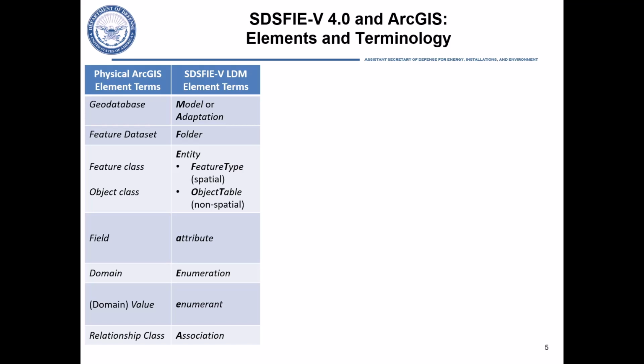As mentioned, each SDSFIE-V logical data model element is defined in the SFIG. These elements, presented in the table's right-hand column, have a direct correspondence to the first-class element objects in the Esri geodatabase model. The definitions of the SDSFIE-V LDM elements and the correspondence to the objects in the Esri physical model are as follows. A model is simply a specific collection of SDSFIE-V elements. In Esri ArcGIS, models are implemented as geodatabases. In Vector 4.0, a folder is a grouping of feature types. In ArcGIS, this corresponds to a feature dataset.